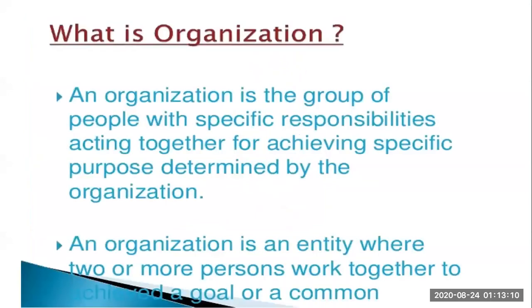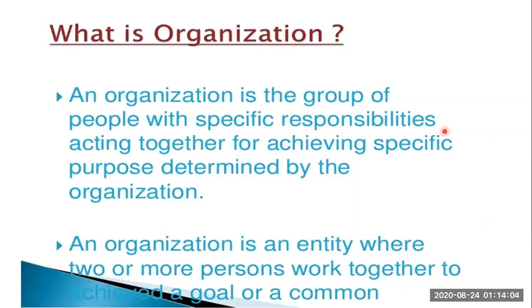Okay, so last week we were talking about organizations, and here I copy the same information so you can remember what they are, and we can continue with the class. So basically an organization is obviously a group of people, right? And this group of people work together for the same goal. They have to be organized legally, according to the needs of the market, according to their functions, etc. If we read this, it says, an organization is the group of people with specific responsibilities acting together for achieving a specific purpose determined by the organization. And I like this part that says people with specific responsibilities.